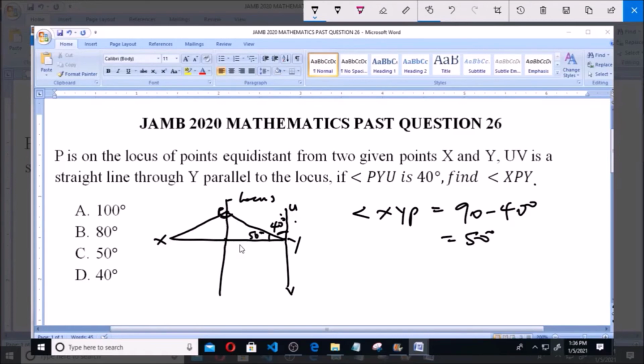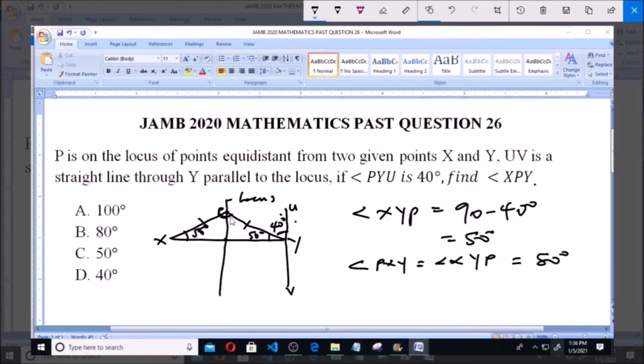XPY. Now, like we know, since this locus is equidistant from Y and also equidistant from X, that means this point and this place are equal. And having this, you see that this is an isosceles triangle. And for an isosceles triangle, the base angles are also equal. So it simply means that angle PXY, this angle here, is equal to angle XYP, and that is equal to 50 degrees. So this angle is also 50 degrees.